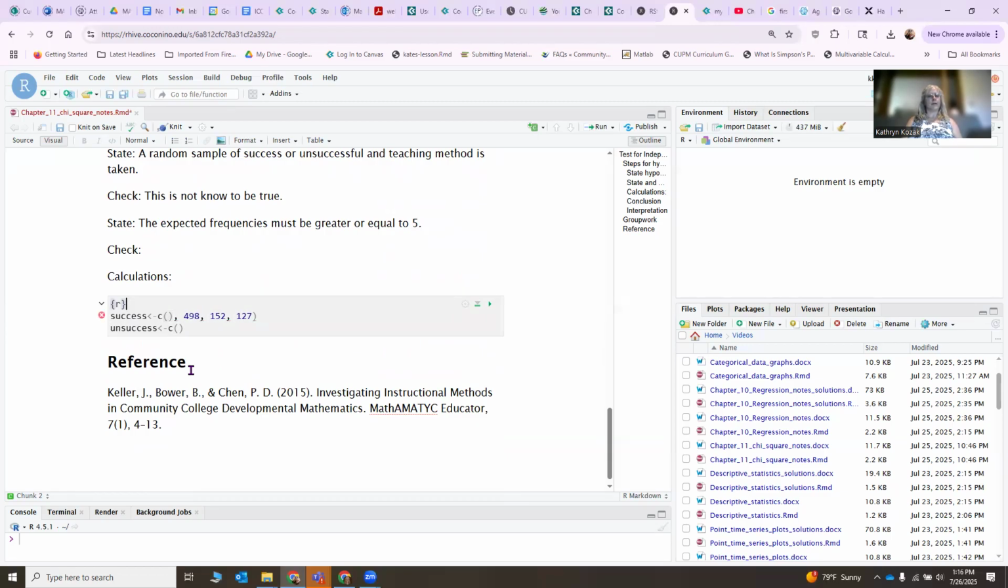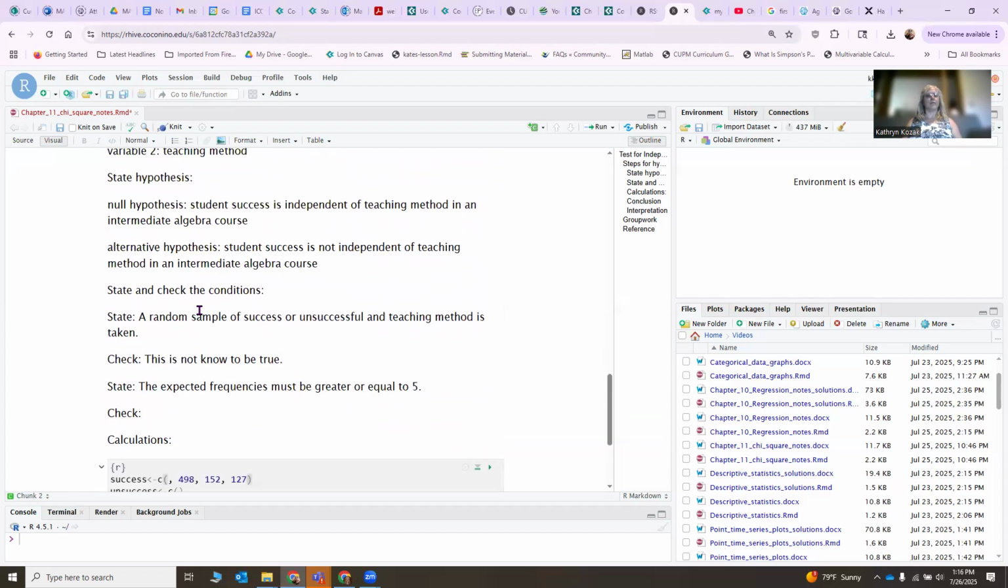I don't know why this is acting weird. So let's find out what's going on. I don't know why it's typing. Oh, I bet I hit something on my computer. Let's try that.